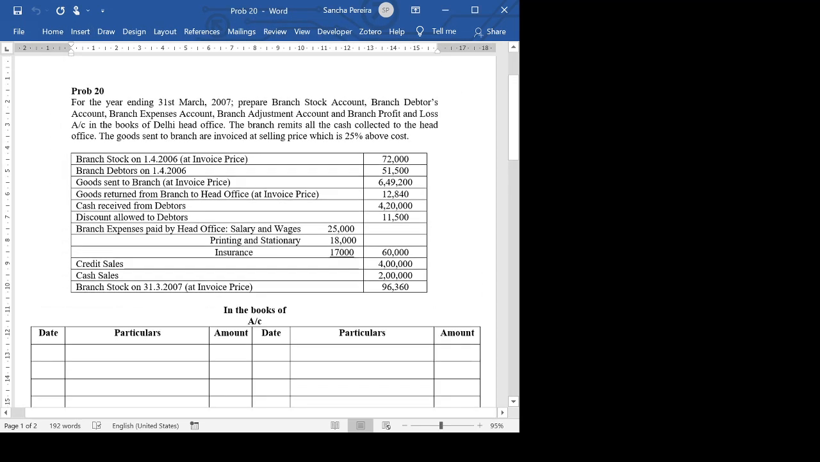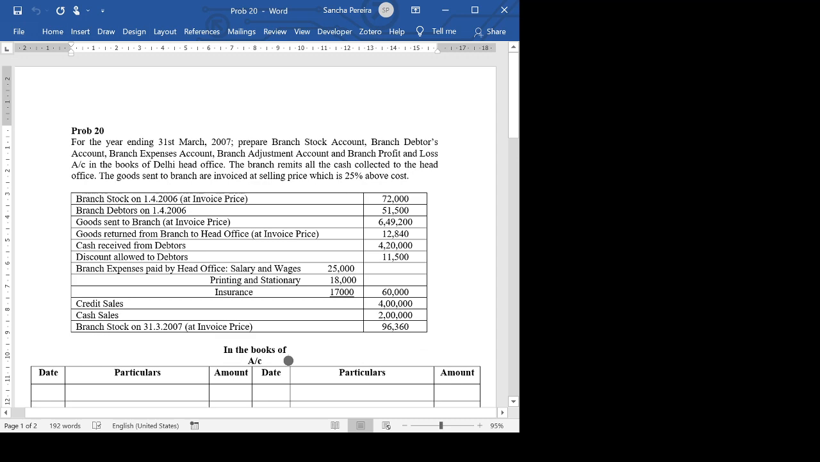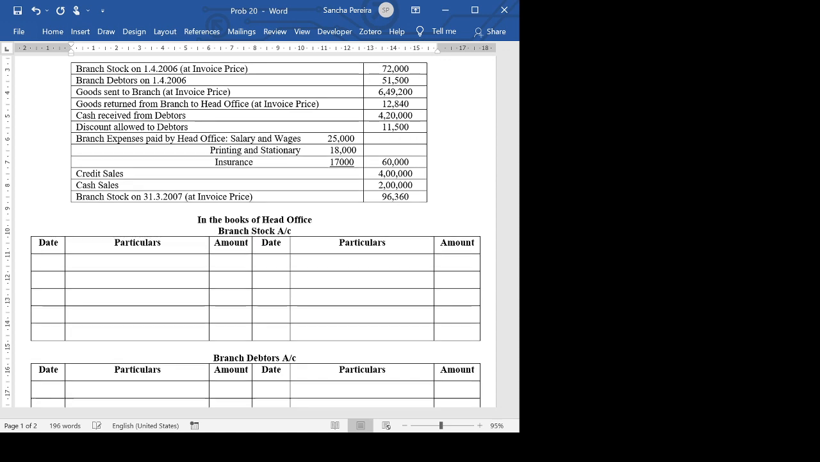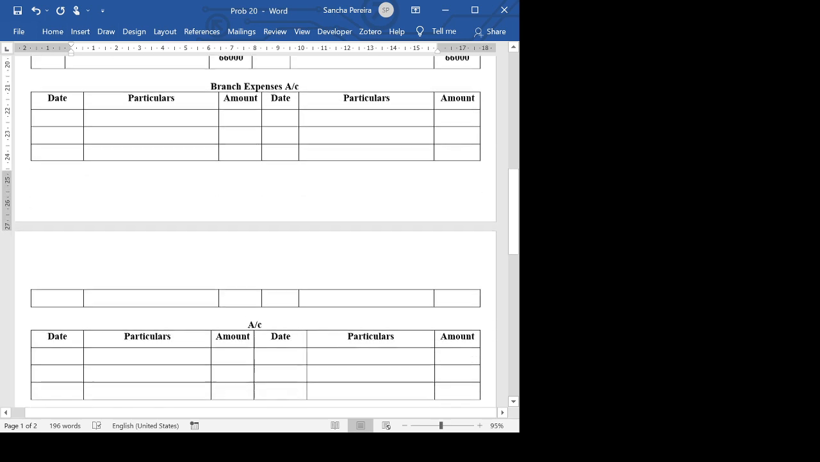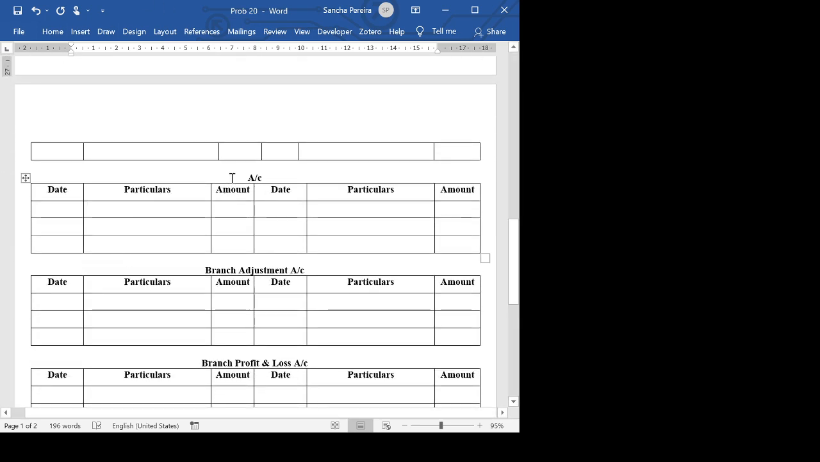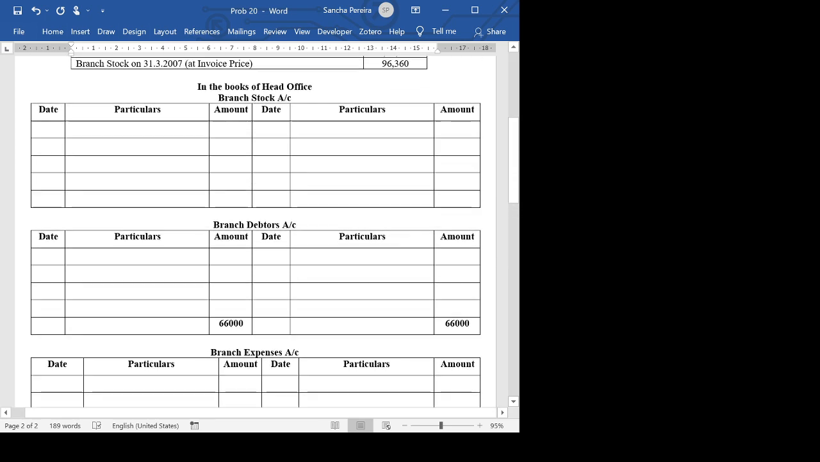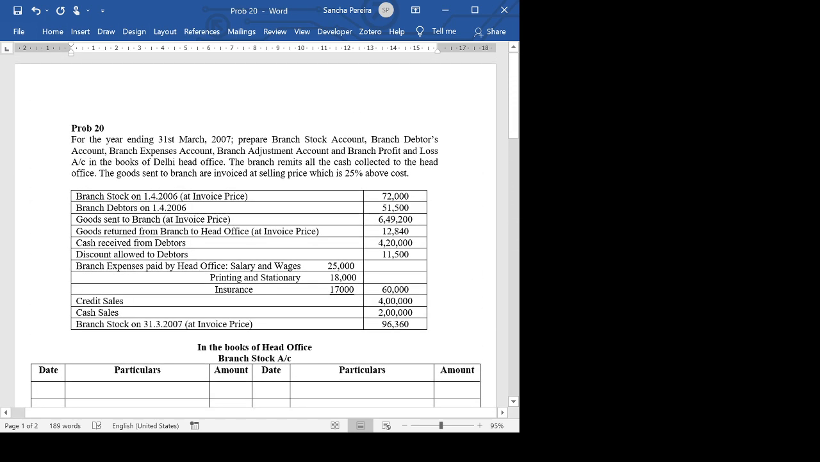In the books of Delhi head office, or in the books of head office, we have the branch stock account. Then there's branch debtors account, branch expenses, the branch adjustment account, and the branch profit and loss account. We don't need the branch petty cash account or the cash account, because nothing has been given to us with regard to the opening balances or closing balances or any other transactions except cash sales and cash received from debtors, which is directly sent to the head office. So it won't make any difference.